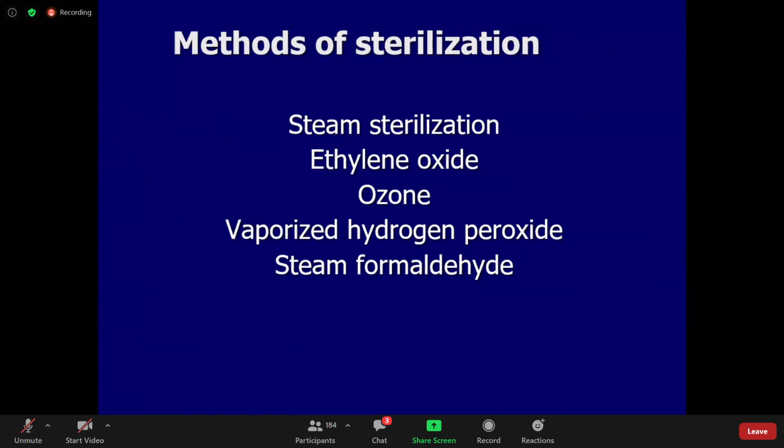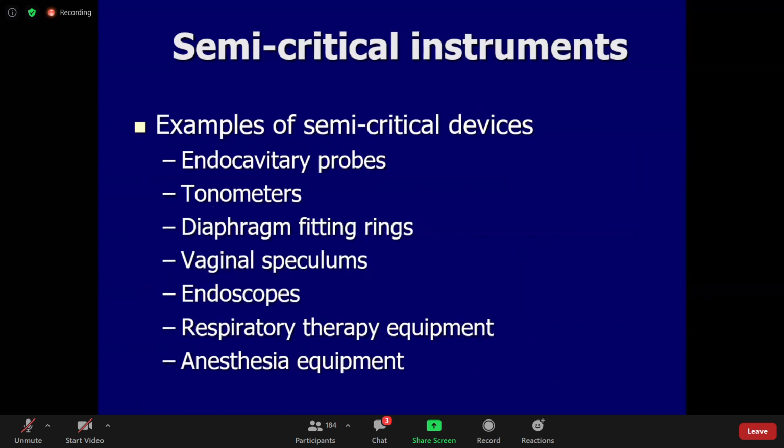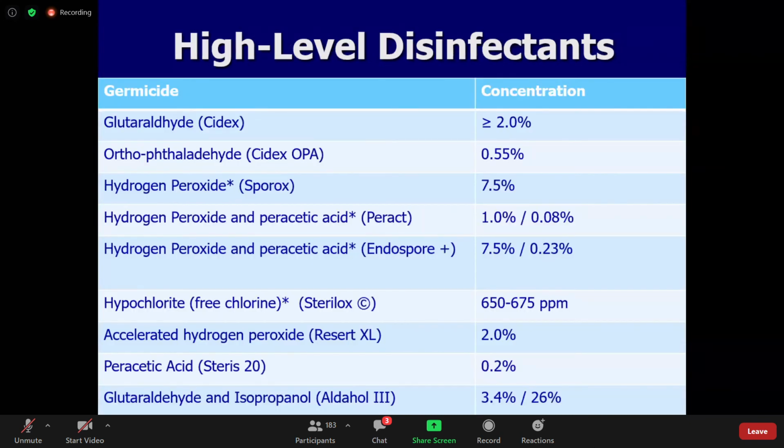Okay, and then this is again the method of sterilization, as I mentioned before, including formaldehyde. We will discuss that in a later lecture. And when you talk about semi-critical, there are different types of semi-critical devices in hospitals. I don't want you to memorize this table, but this is just an example of what I mean by high-level disinfectant, particularly the glutaraldehyde percentage.